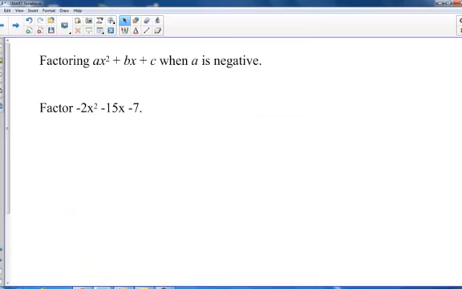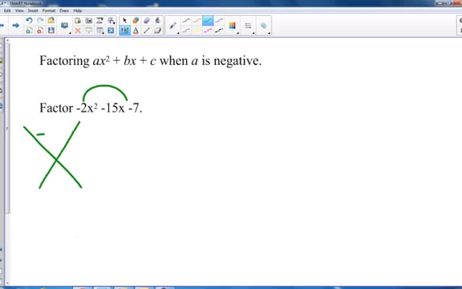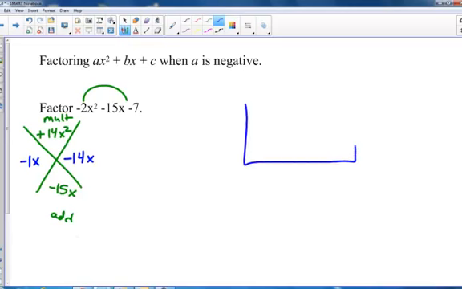Okay, let's try this one. So negative 2x squared times negative 7 is a positive 14x squared, and it's going to add to give negative 15x. So I actually already know that this is going to be negative 1x and negative 14x. Two negatives multiply to give you a positive and add to give you a negative. You could make a factor tree if you need to.